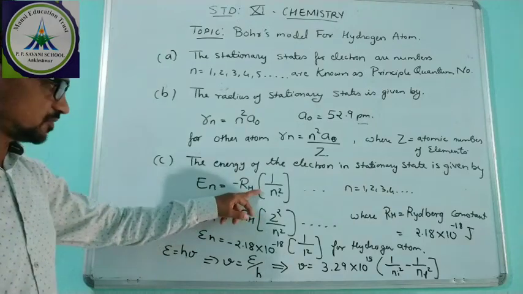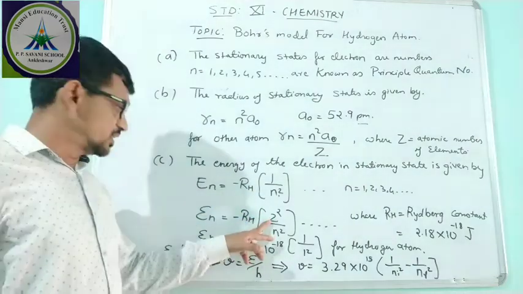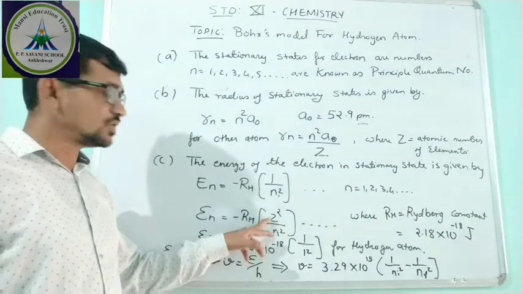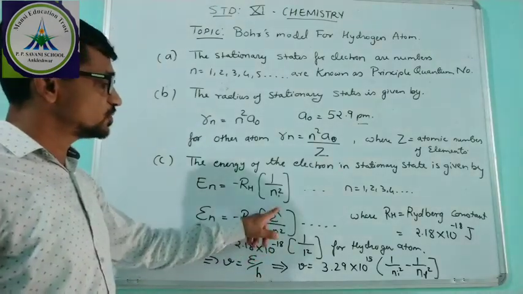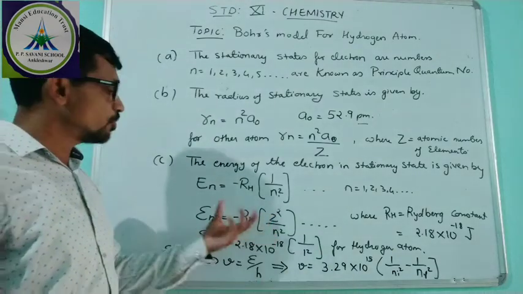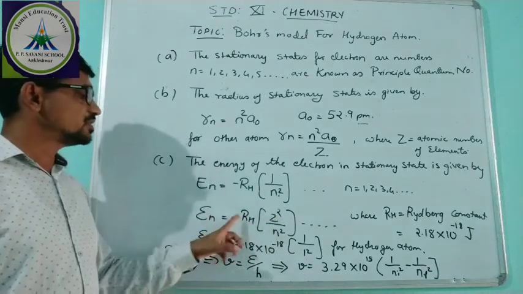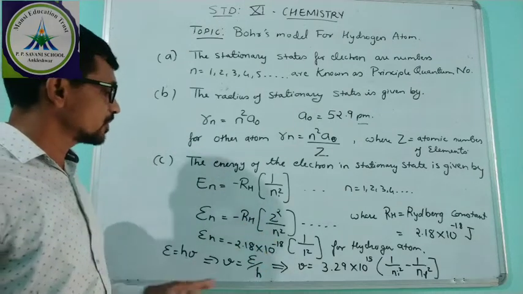Similarly, if you want to find the radius or energy of another atom instead of hydrogen, say boron, the atomic number of boron is 5, so it is 5 square upon n square. For multi-electron systems, the atomic number changes. For that, En is equal to minus RH Z square upon n square.